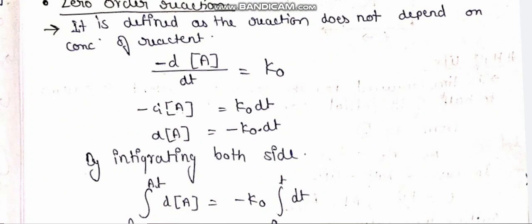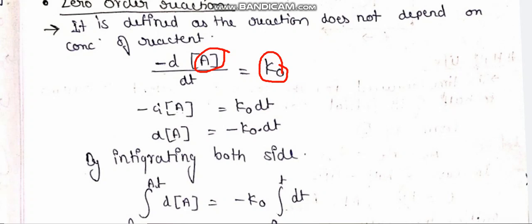Now there are many orders of reaction. First of all, we are going to discuss zero order reaction. Zero order reaction is defined as the reaction which does not depend on the concentration of the reactant. It means it is independent of the concentration of A. Here it is represented as minus dA upon dt is equal to K naught. K naught is the reaction rate constant for the zero order.